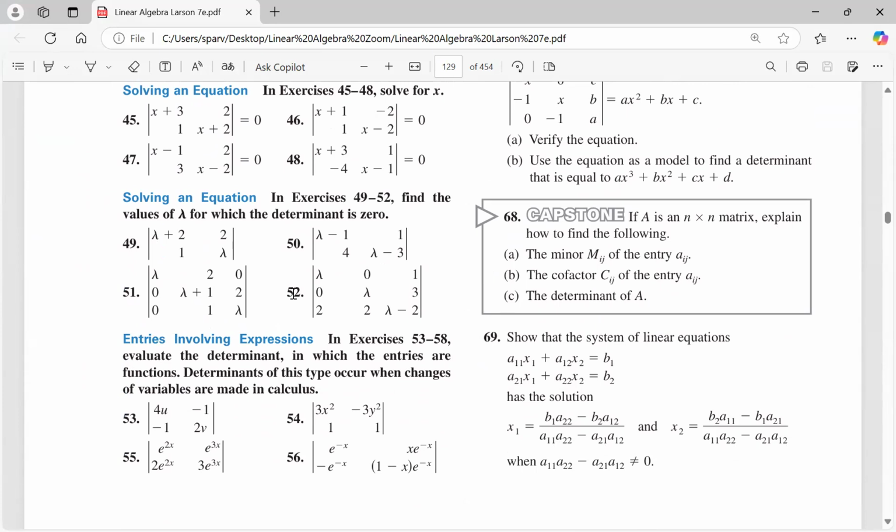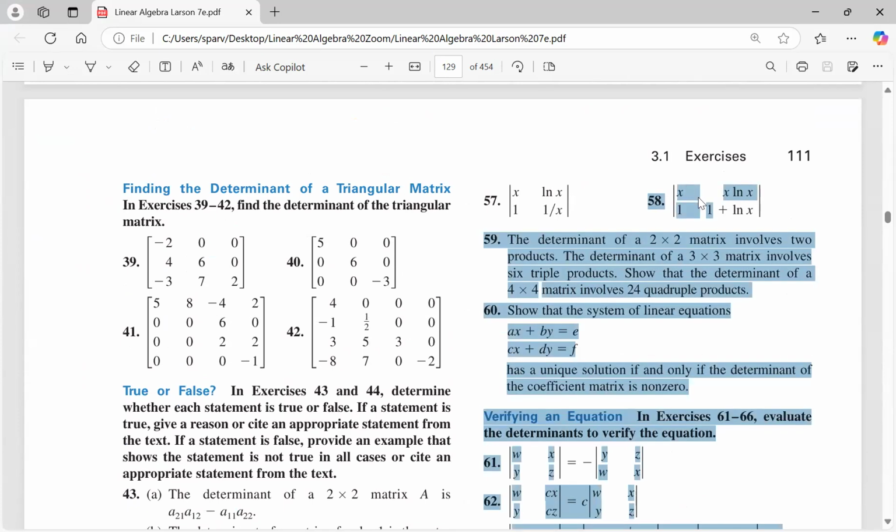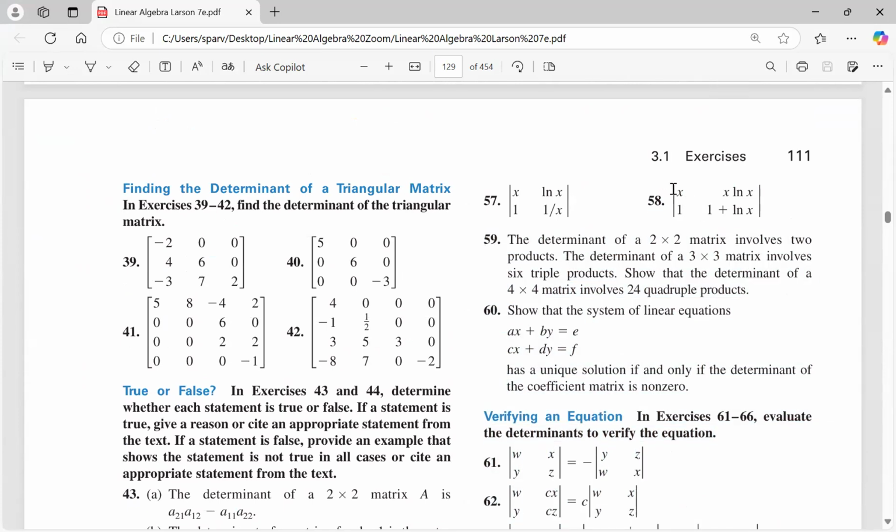Should we go 52? Or we could do, I don't know, 58. This one looks kind of cool. Should we try number 58, folks? Let's try 58. It's a 2 by 2, so it shouldn't be too bad. Let's do number 58. I'm going to first write down, this is section 3.1 and exercise number 58.